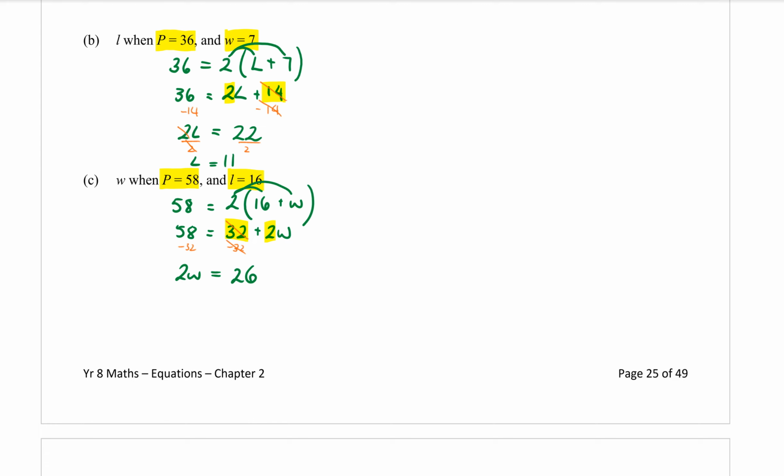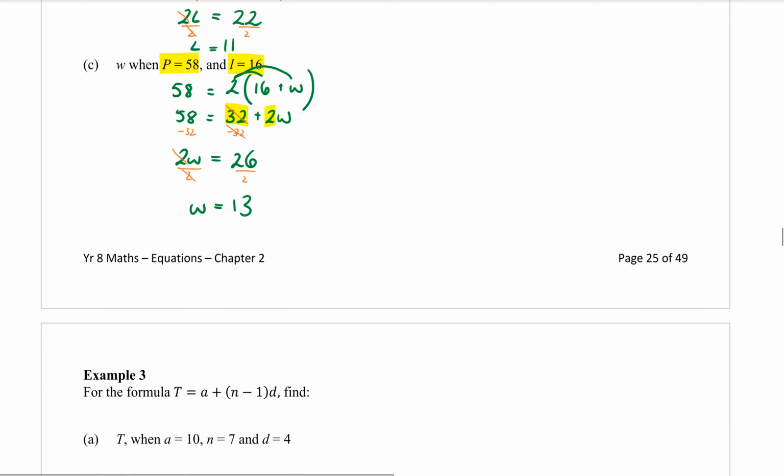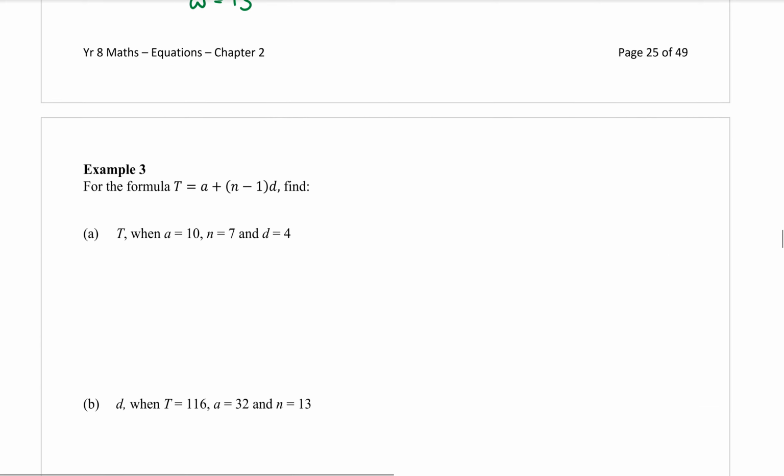Next step, someone different. Mia. Divide. Yes, perfect. Divide by 2. W is finally by itself, and 26 divided by 2 is 13. All right, still another one on the next page.